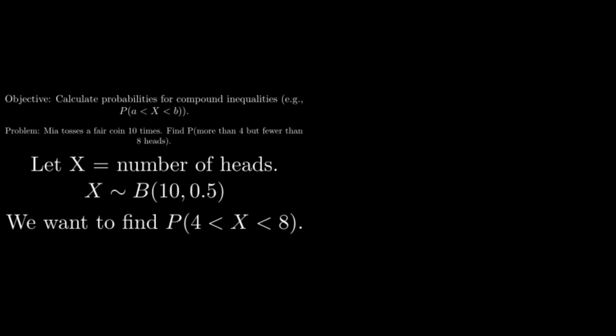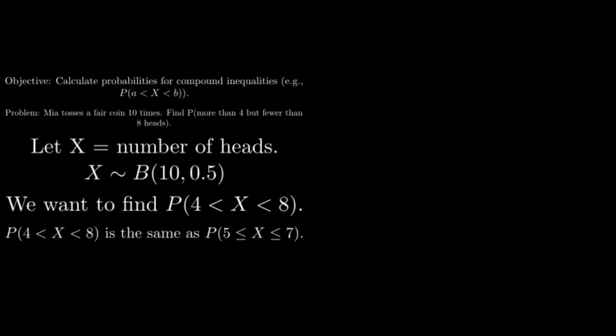Now this is the critical step. Since X must be an integer, you can't get 4.5 heads. Greater than 4 means starting at 5, and less than 8 means stopping at 7. So the statement P(4 < X < 8) is equivalent to P(5 ≤ X ≤ 7). This is the most common place to make a mistake, so always take a moment to write out the integer values included. How do we calculate this with our cumulative function, which only does less than or equal to? We can think of it as taking all the probabilities up to 7 and then subtracting the ones we don't want, which are all the probabilities up to 4.